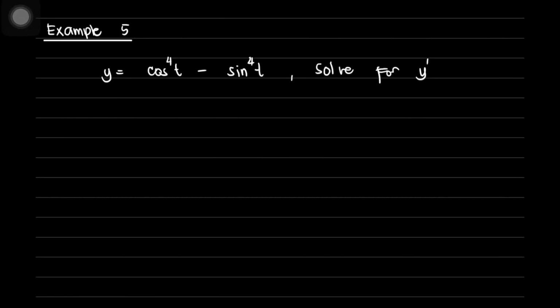Let's have the next example. We are given y equals cosine of t raised to the 4th power minus sine of t raised to the 4th power. Solve for y prime. Right? So before we proceed with the solution here, let us first identify the different forms involved in this problem.